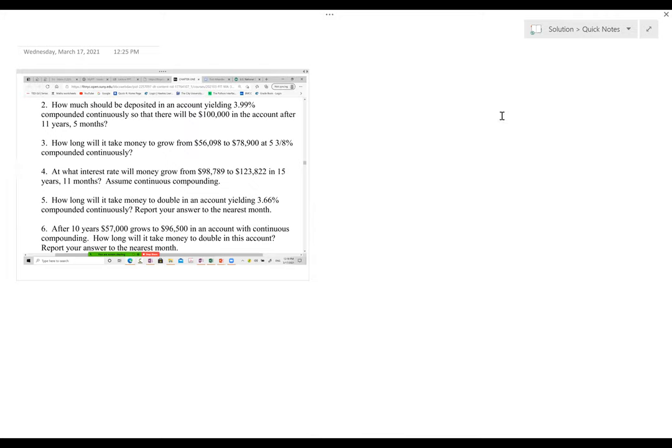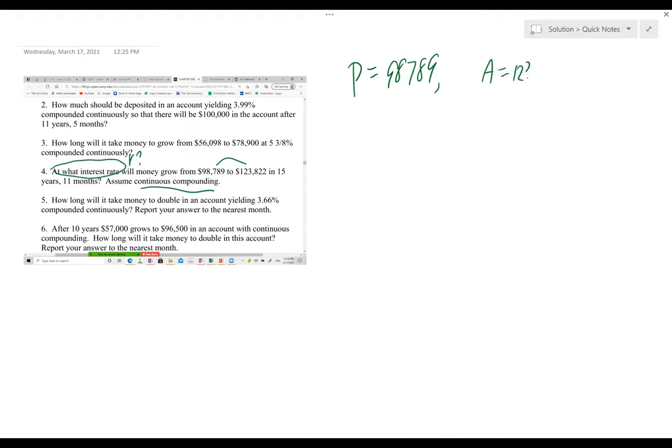Question four. And what interest rate? So definitely we're looking for the interest rate. The money grew from $98,789 to $123,822 in 15 years and 11 months, assuming continuous compounding. Initial investment or principal, $98,789. Ending balance, $123,822. Time T is also given, 15 years, 11 months.